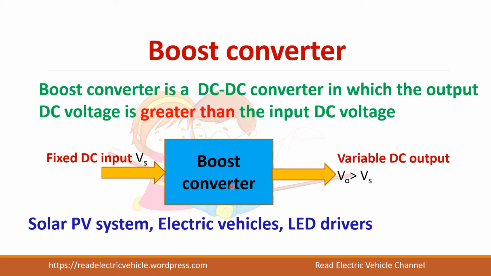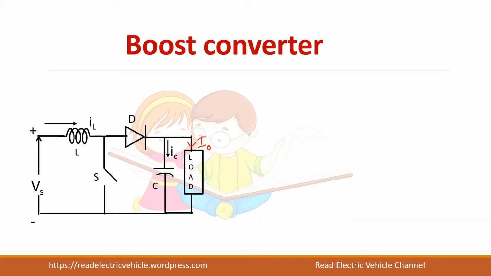The main applications of a boost converter are solar PV system, electric vehicles, LED drivers. Let us see the circuit diagram of the boost converter. This is the input side, which includes the input source voltage, and this is the output side, which consists of a resistive load, and a capacitor is normally connected in parallel with the load to reduce the load voltage ripple. And the circuit essentially consists of three components: an inductor, switch and a diode.